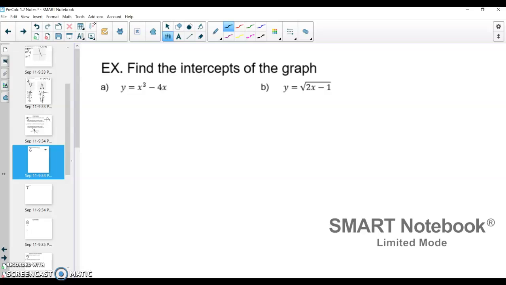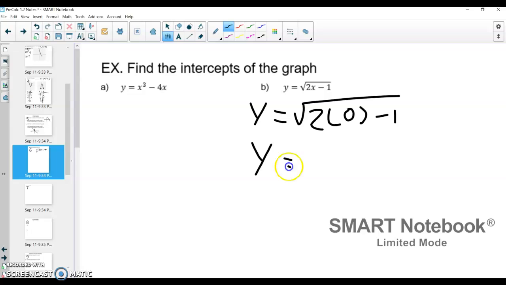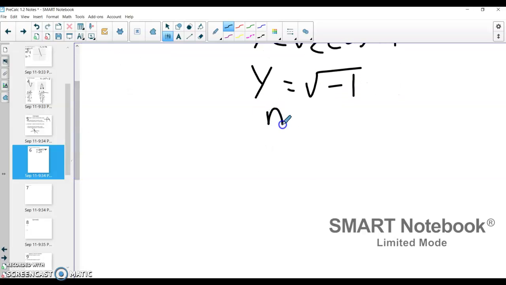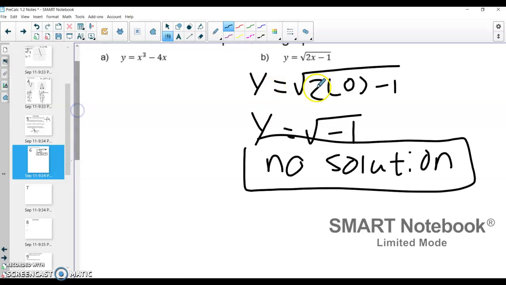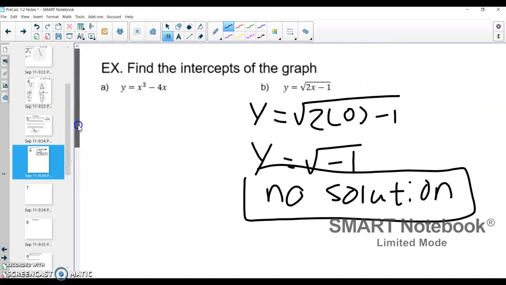We are going to do the y-intercept first, so we're going to plug in 0 for x. And so we're going to get y equals the square root of 2 times 0 minus 1. 2 times 0 is 0, minus 1, so that's the square root of negative 1, which we cannot take, the square root of a negative. And so there is no solution for this first part, which means we do not have a y-intercept. Again, because when we try to do it, we end up getting the square root of negative 1, which we cannot do.